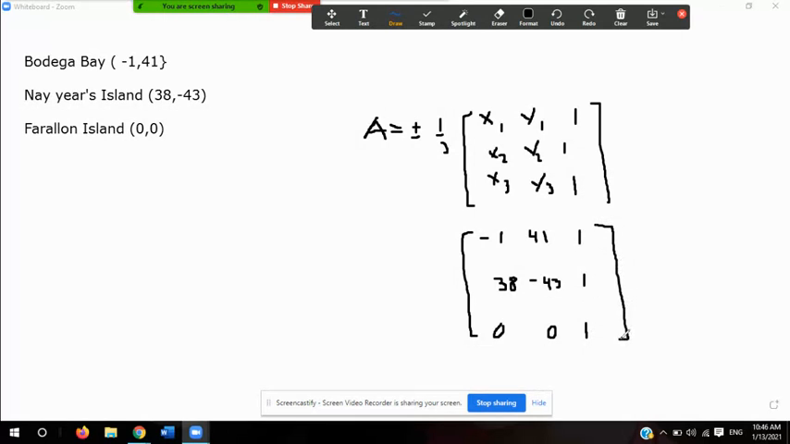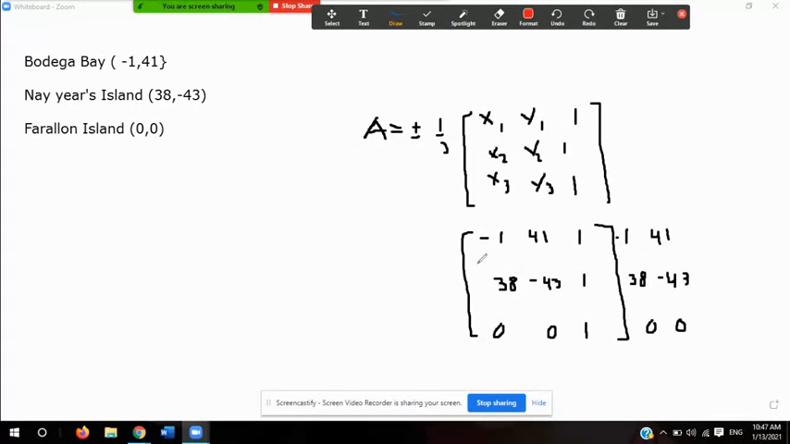And just like the rule suggests, I have to add the first two columns, so two additional columns. So I'll say negative 1 and 41. And then you'll have 38 and negative 43. And then you will have 0 and 0. So now that I have that, I can find the determinant and we can essentially find the area.